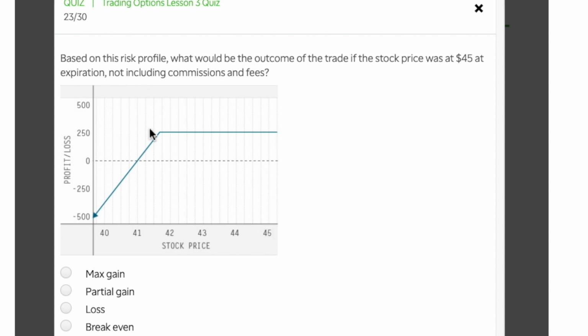Based on this risk profile, what would be the outcome of the trade if the stock price was at $45 at expiration? Here we go. Profit is limited, but it's the max gain in this scenario. So it's limited profit, but it's the max gain given this play.